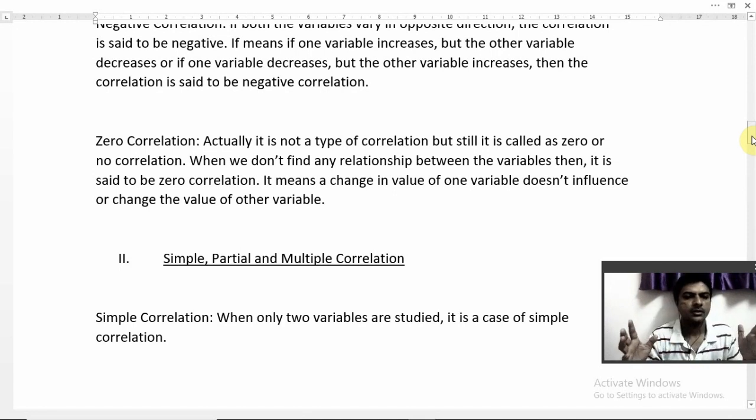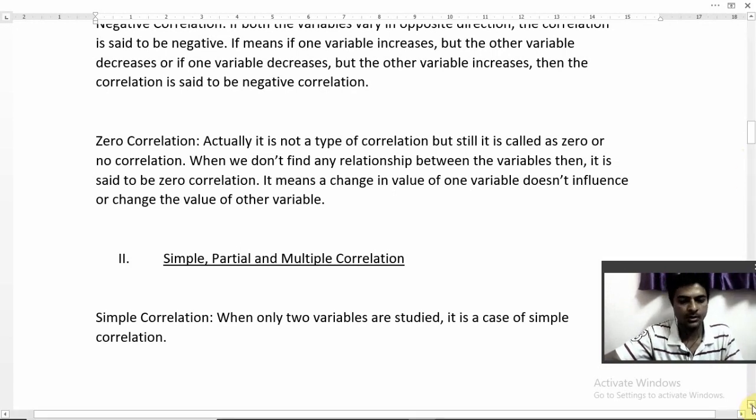Like intelligence and weight. Suppose your weight is more. It means that you are more intelligent? It is not possible. Right. Suppose you are very very thin. It means that you are very very intelligent? No, it doesn't mean like that. So like this, there is no relation between these. So we say it is zero correlation.